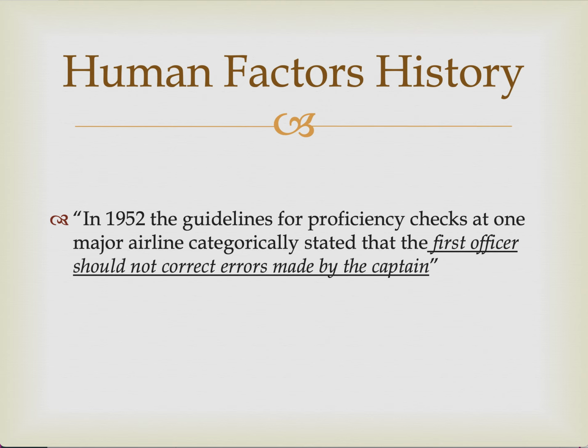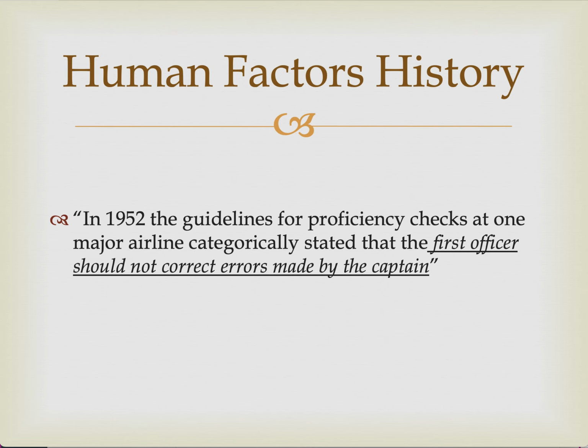Now let's get into after the war. Let's get into commercial aviation. Here in 1952, there's a guideline in this major airline. It categorically stated that the first officer should not correct errors made by the captain. So in 1952, there had to be a captain and a first officer in the cockpit of an airline with paying passengers behind them. And if the first officer caught something the captain did wrong, they were not supposed to say it or fix it or bring it up at all.